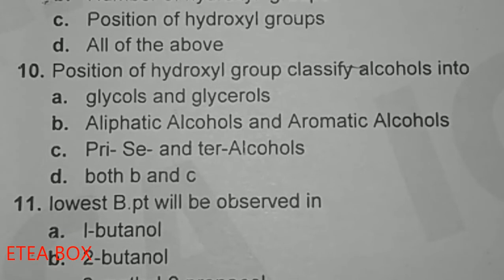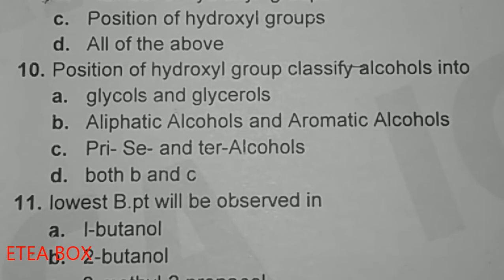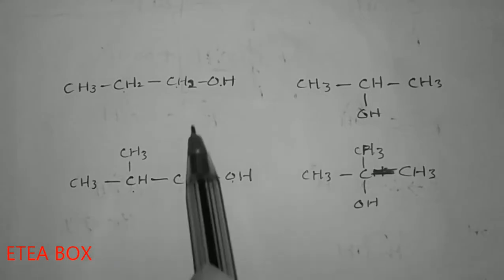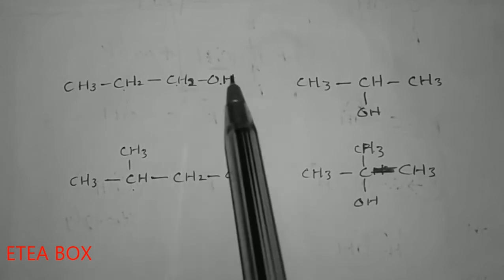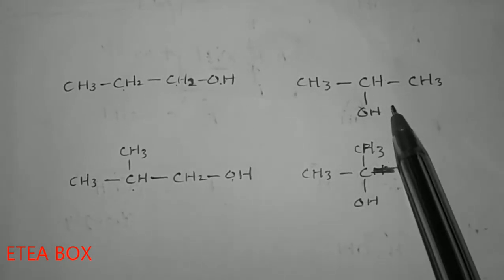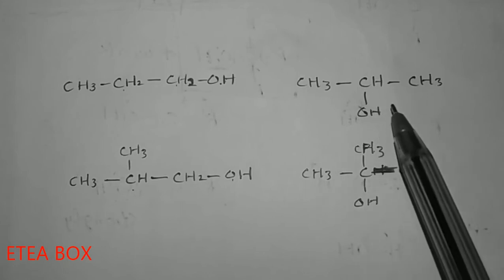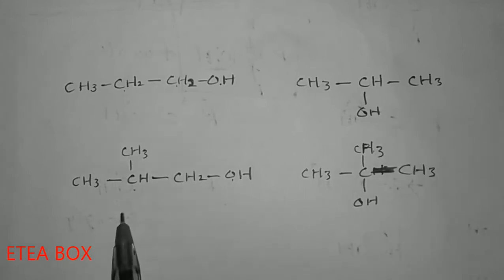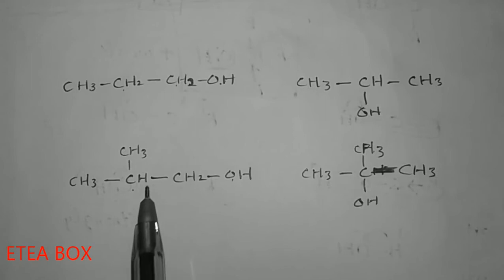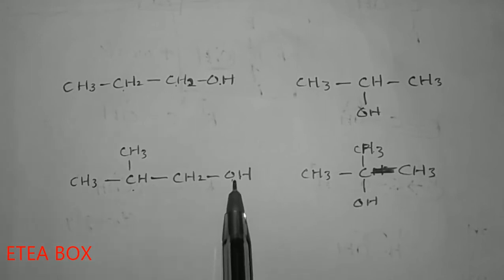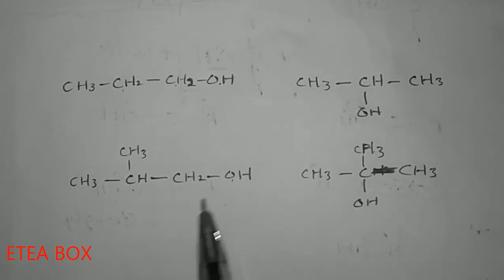The position of the hydroxyl group classifies alcohol into primary, secondary and tertiary alcohol. Now look here, this one is the primary alcohol. When we bring this hydroxyl group to the second carbon, it is now a secondary alcohol. Now if the structure is like this, isobutyl alcohol, here it is a primary alcohol, and if I bring this OH group onto this carbon, it will become a tertiary alcohol.